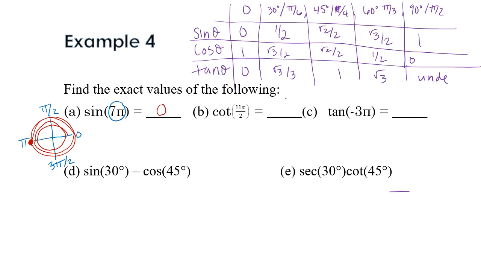The cotangent of 11 pi over 2. Okay, so let's look. So 11 pi over 2. So here's 0. Here's pi over 2. Here's pi. Here's 3 pi over 2. Okay, so 11 pi over 2 is equal to, so how many times does 2 go into 11? 5 times, and we have 1 left over.